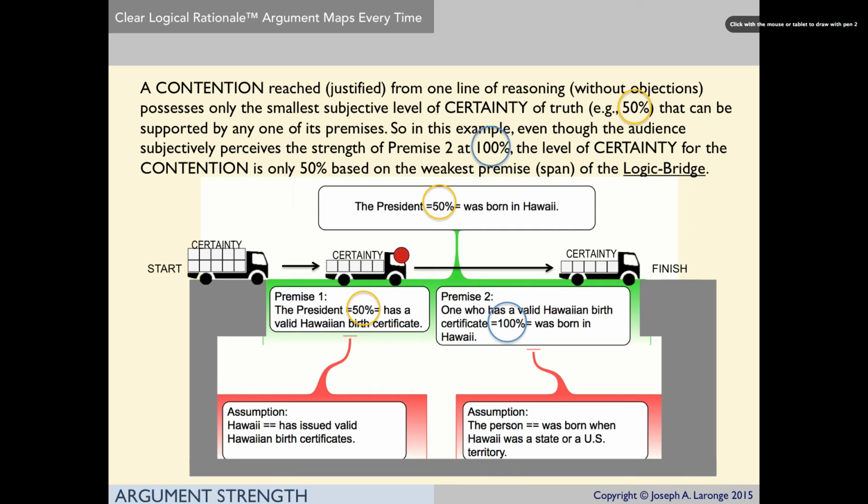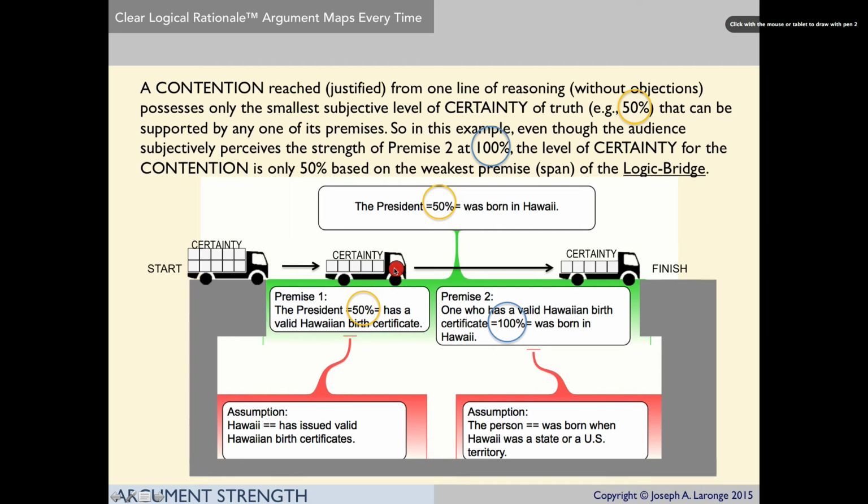So what happens is that a contention reached from start to finish or justified from one line of reasoning, and we're putting aside the issue of objections right now, possesses only the smallest subjective level of certainty of truth, here 50%, that can be supported by any one of its premises. So in this example, even though the audience subjectively perceives the strength of premise 2 at 100%, the level of certainty for the contention is only 50% based on the weakest premise of the logic bridge, which is basically saying, a chain is only as strong as its weakest link. And that's what you hear. The bridge is only as strong as its weakest span, or the logic bridge is only as strong at most as its weakest premise. So here you have a premise considered to be only 50%.